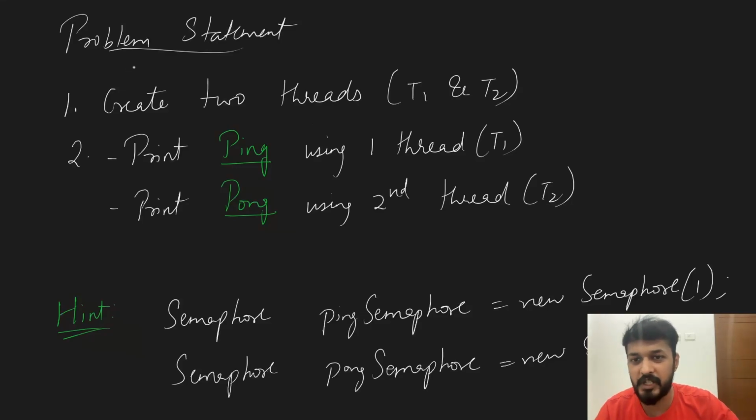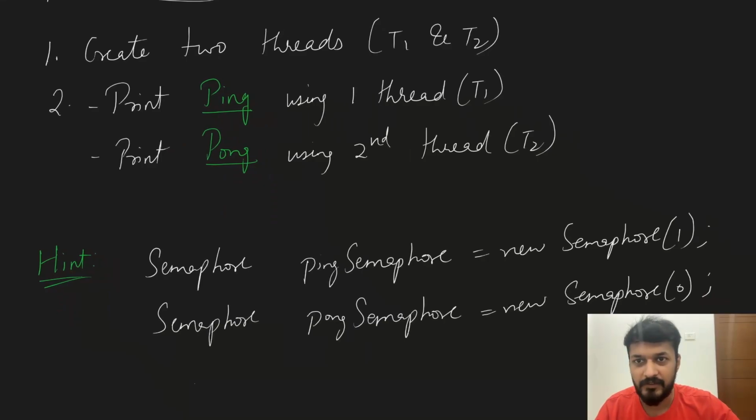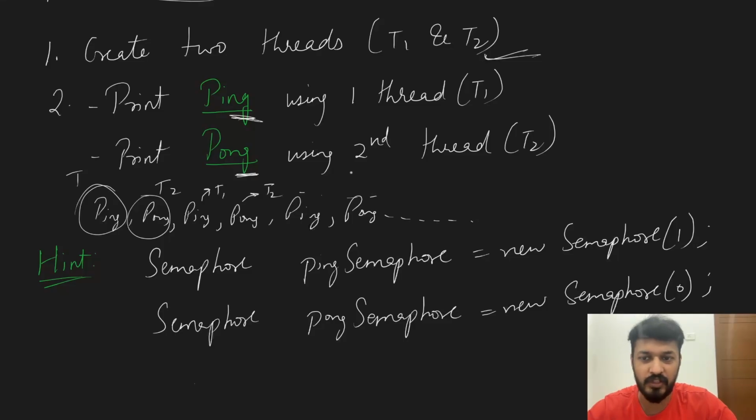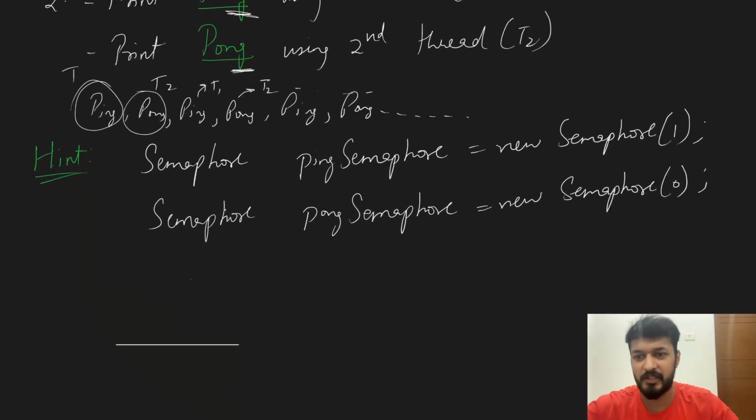So what is the problem statement of the ping-pong printer problem? Here you have to create two threads, T1 and T2. Using T1 you have to print ping, and using T2 you have to print pong. And this ping pong should be alternating indefinitely. So our output should be ping, then pong, then ping, then pong, and so on. This should be printed using T1 and this should be printed using T2. So this is similar to the odd even printer problem.